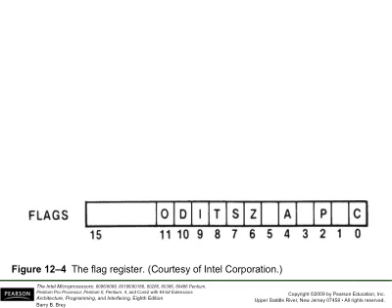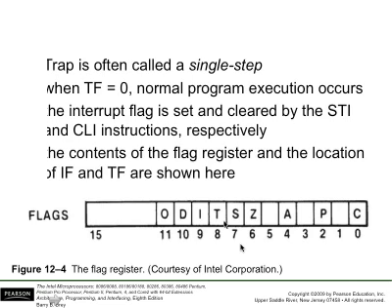And this is the flags register. This is the IF bit. This is the TF bit. For the trap flag, this trap flag will cause a trap interrupt. This is type 1 interrupt to occur after each instruction executes.